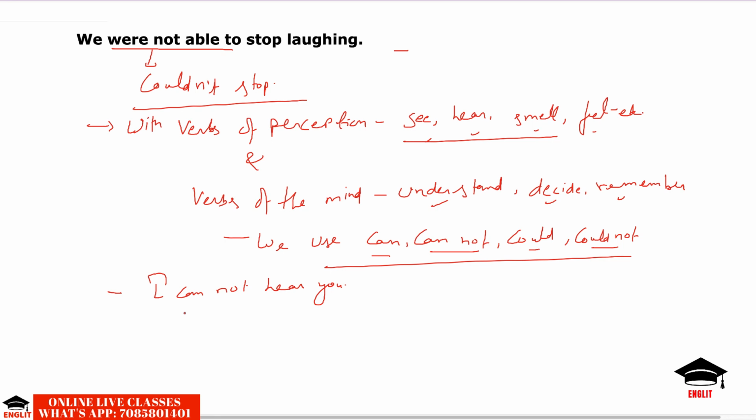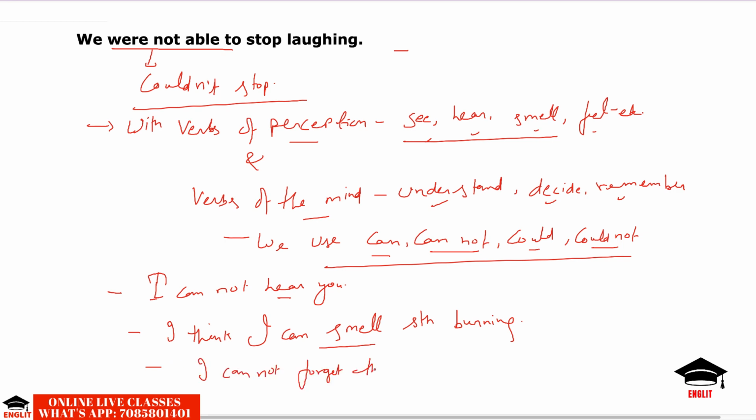I'm not able to read this. ये सही sentence हो सकता है. I'm not able to write it. He was not able to reach the place. So these normal actions can have is, am, are, was, were plus able to. But the verbs of the mind and verbs of perception, जितनी भी verbs of perception है, जितनी भी verbs of mind है, उन सब के साथ can और cannot, could और could not use किया जाता है. ऐसे ही I think I can smell something burning. So smell, hear, or I cannot forget the address. So forget, smell, hear, all these verbs are the verbs of perception or the verbs of mind. So were not able to should be replaced by could not stop.